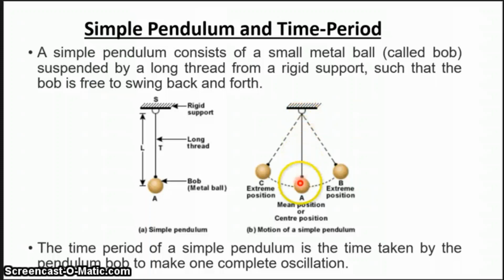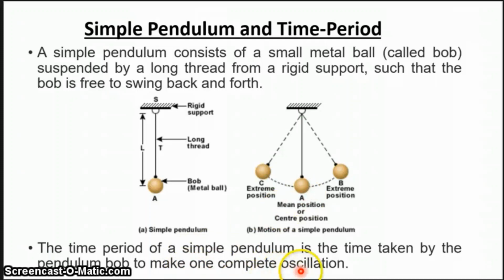You can see the motion. If this is the original position, that is A, it first moves to one end, B, then it moves back to A, and then it moves to C, and then back to A. This to and fro motion, from A to B, then back to A, and then to C, and then back to A, forms one complete oscillation.